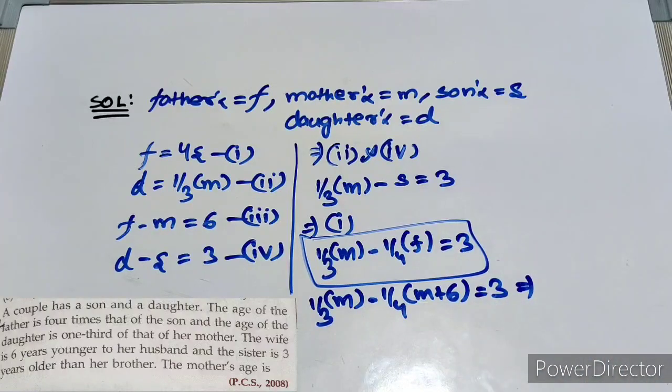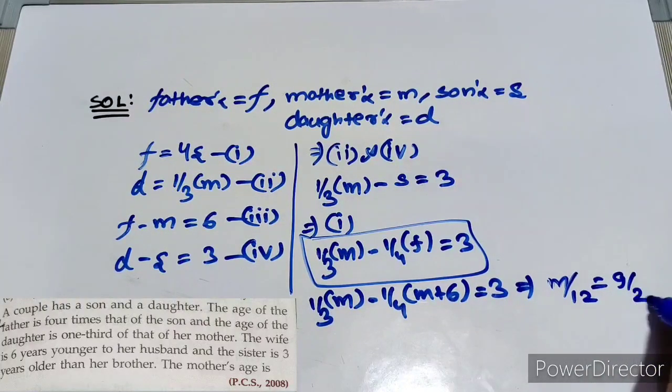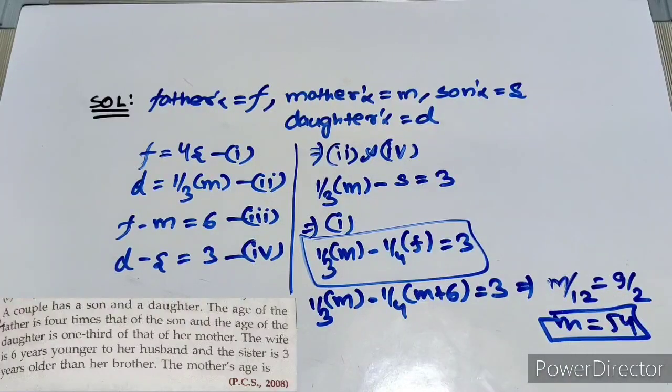This will give us, we can calculate this orally, m by 12 is equals to 3 plus 3 by 2. 3 plus 3 by 2 is how much? 9 by 2. So m is equals to 54. Okay, this is the answer. This was not a difficult question, but it was a lengthy question, so beware of such questions. So continuing with the next question.